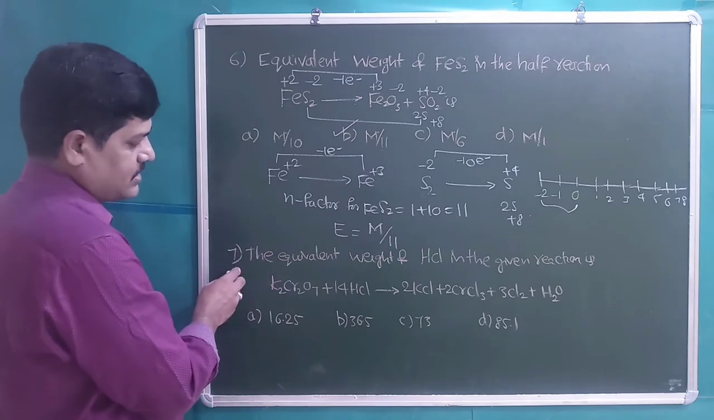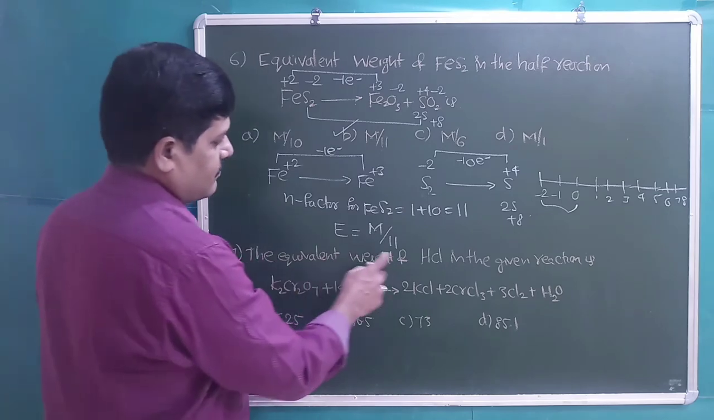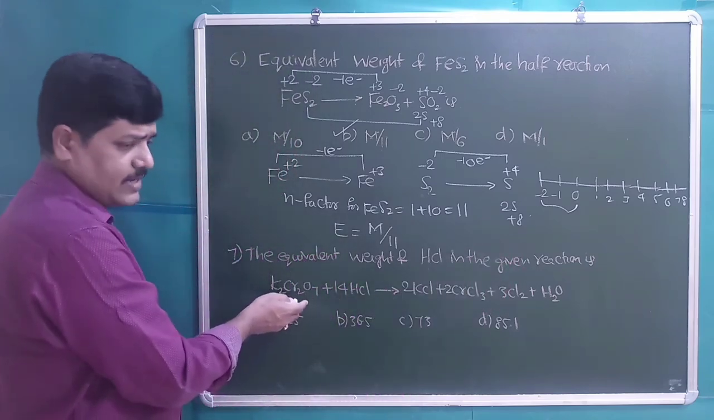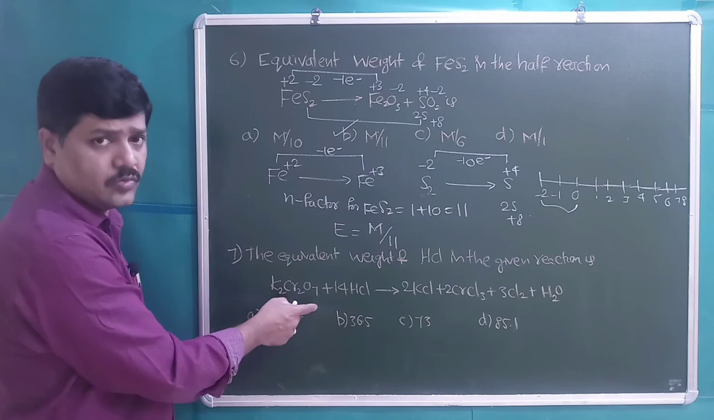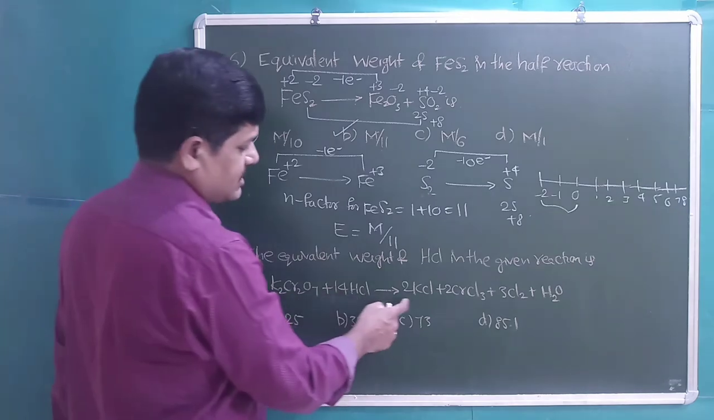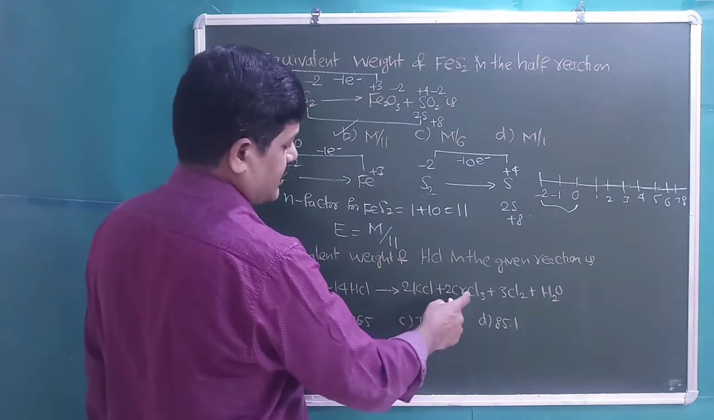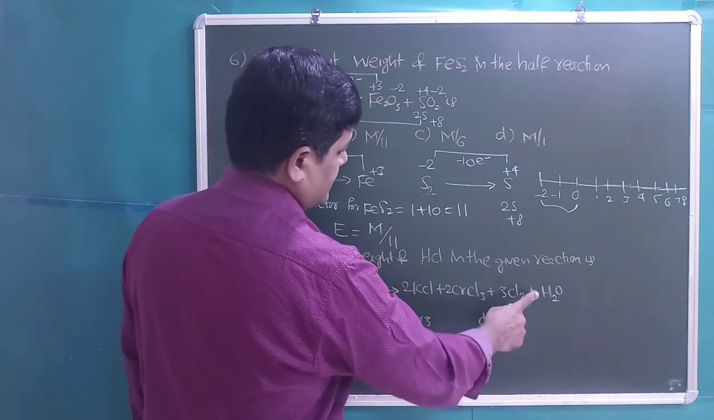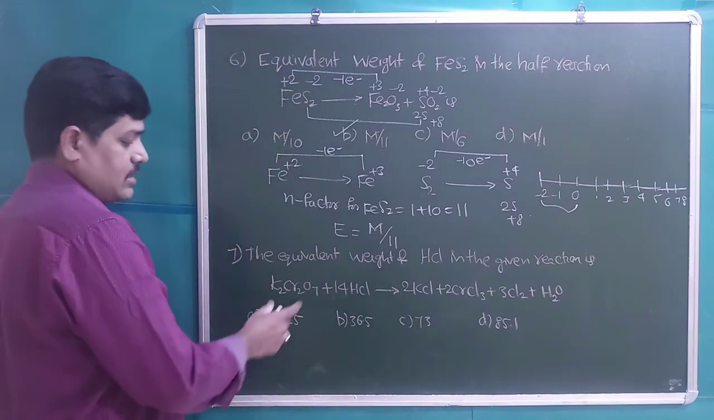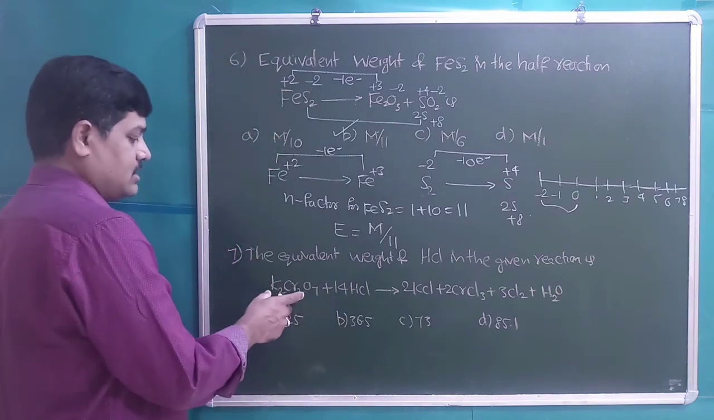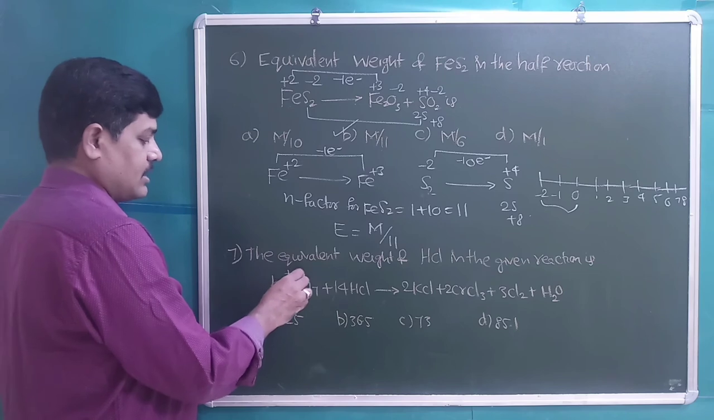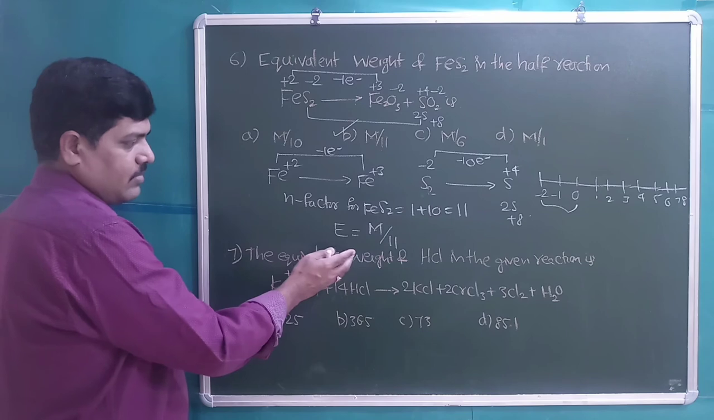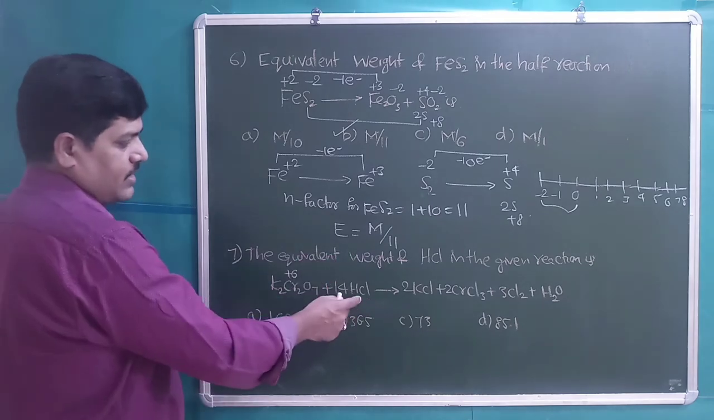Next question, question number 7. The equivalent weight of HCl in the given reaction is, the equation is given as K2Cr2O7 plus 14 HCl gives 2 KCl plus 2 CrCl3 plus 3 Cl2 plus 7 H2O. Students, here Cr has an oxidation state of +6, but anyway this is not required for us because they are asking us to calculate the equivalent weight of HCl. This is only required for us, right?